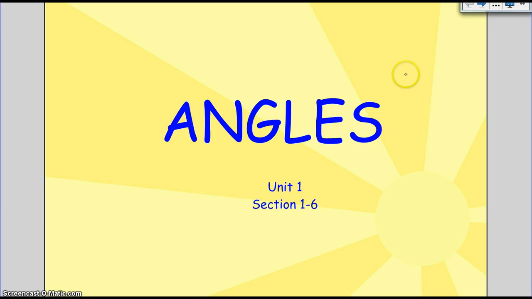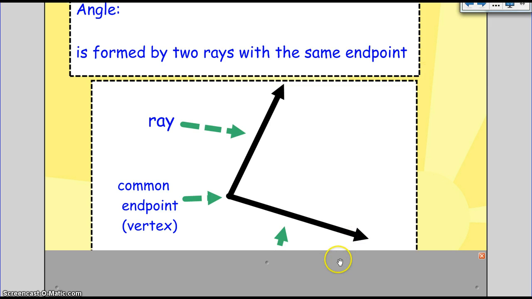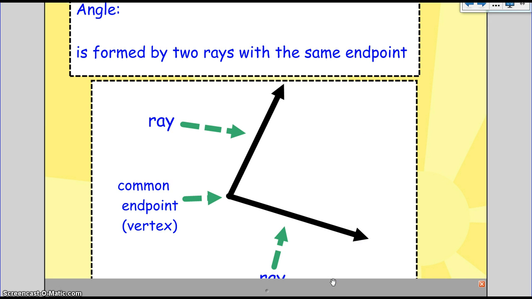So today we talk about angles. An angle is formed by two rays with the same endpoint. This is a ray, this is a ray. That same endpoint is called a vertex. This endpoint is called a vertex.